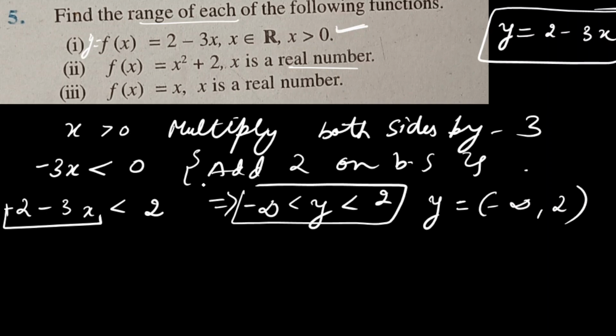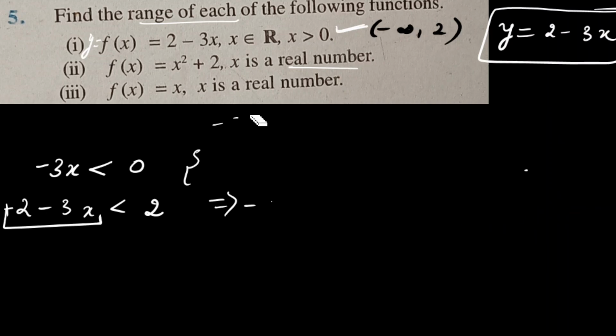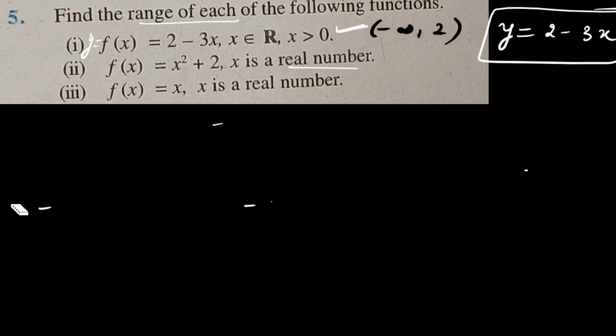So the first one we have found. Its range I will write here. So the range is minus infinity to 2. In the same way we found the first one, we did that way only, like that square root question we did the same way. Now let's do the second part.